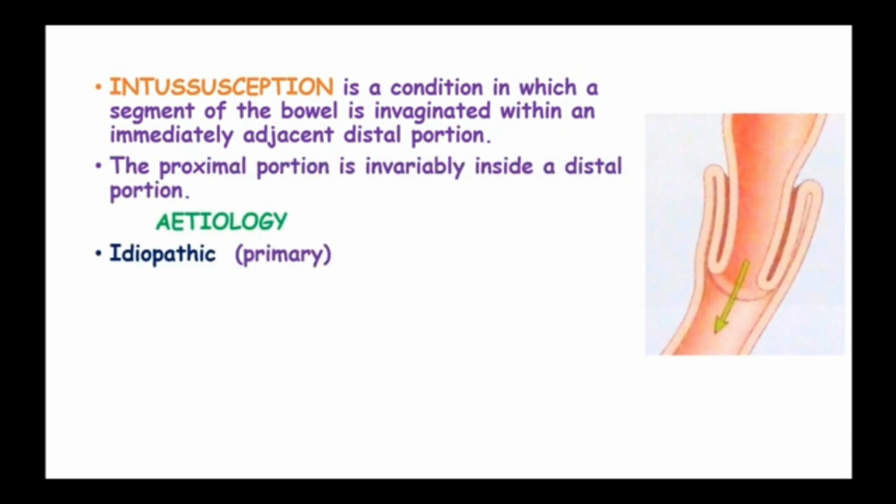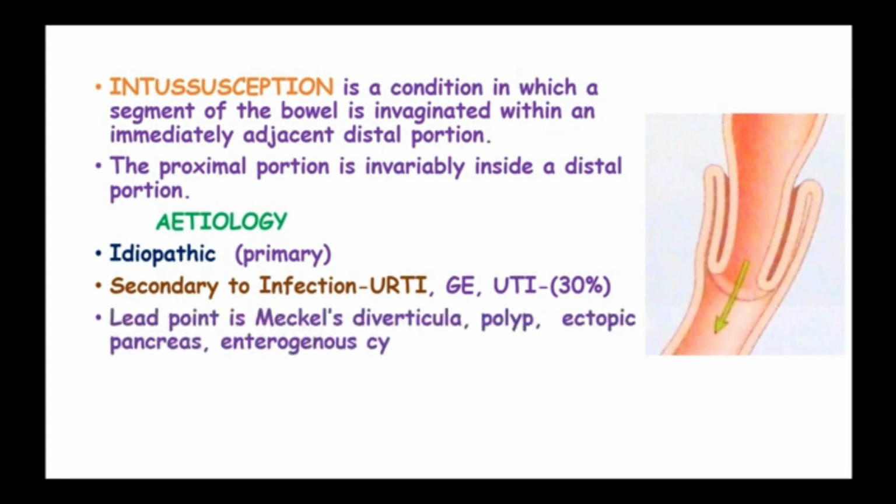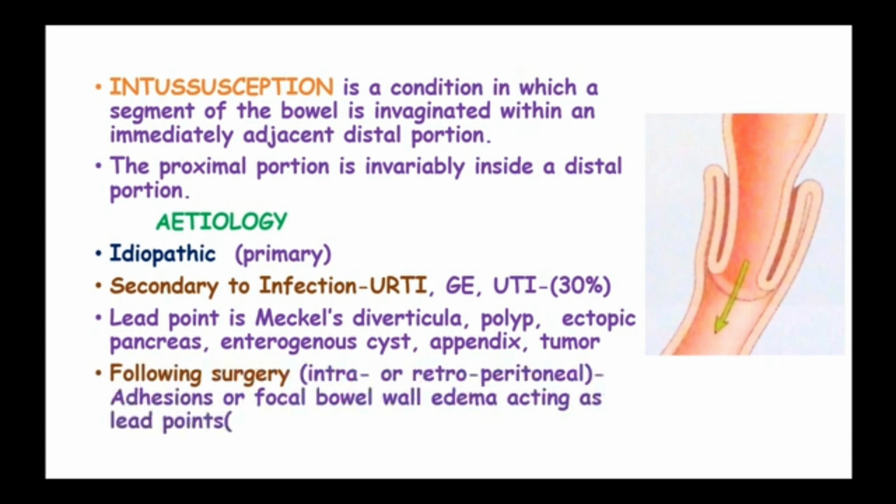What are the etiologies? Primary, that is idiopathic, or it could be secondary to infection like upper respiratory infection, gastroenteritis, UTI, around 30% of the cases. Lead point, because of diverticulum, polyp, ectopic pancreas, intraluminal cyst, appendix, or tumor. Following surgery, it could be intraperitoneal or retroperitoneal. In addition, fecal bowel leakage and edema acting as a lead point is a cause of unexplained postoperative intestinal obstruction.